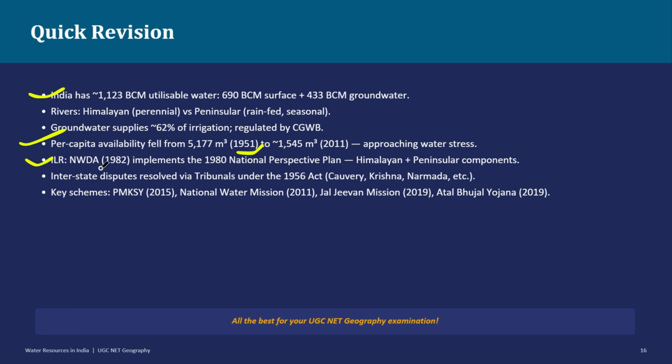ILR: NWDA 1982 implements the 1980 National Perspective Plan, Himalayan and Peninsular components. Interstate disputes are resolved through tribunals under the 1956 Act, Kaveri, Krishna, Ravi-Beas, etc. Key schemes: PMKSY 2015, National Water Mission 2011, Jal Jeevan Mission 2019, Atal Bhujal Yojana 2019.